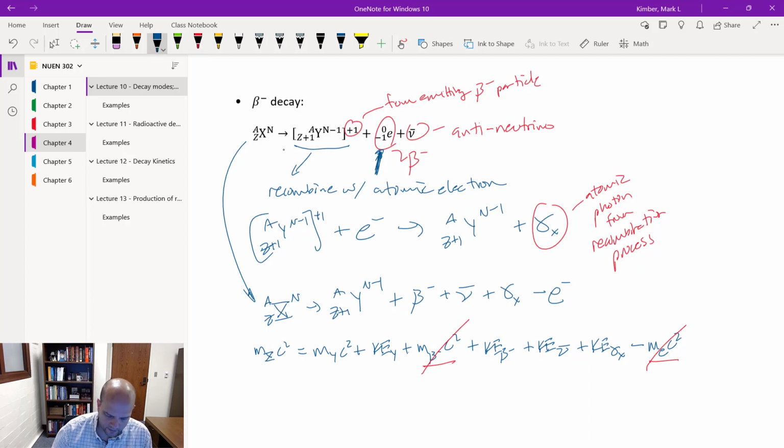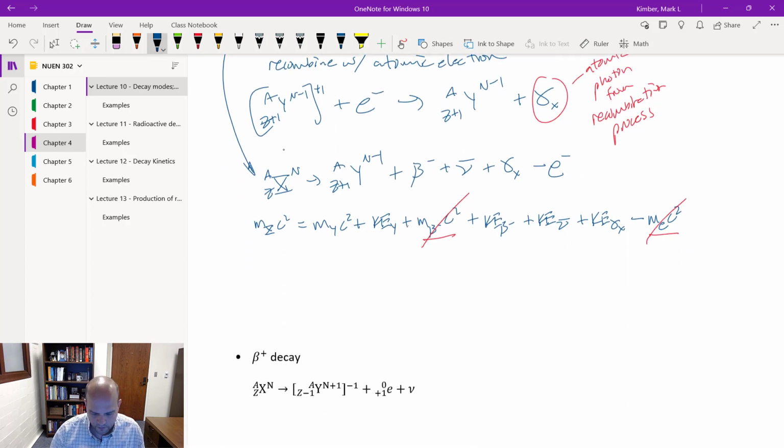And so what I have left for my Q value is going to be c squared times m capital X minus my daughter mass. That's going to equal all these kinetic energies now. I've got the kinetic energy of the daughter. I've got the kinetic energy of the beta minus particle. I've got the kinetic energy of the neutrino, and I've got the kinetic energy of that gamma.